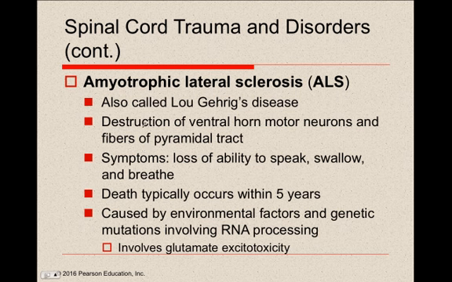And then there's ALS, amyotrophic lateral sclerosis, which you've all probably heard of as Lou Gehrig's disease. This is where we again see destruction of the ventral horn motor neurons and some of the fibers sometimes in the pyramidal tracts that you see going up through the medulla oblongata. The symptoms end up being a loss of ability to speak, swallow, and eventually a loss of the ability to breathe. Death, unfortunately, typically occurs within 5 years.